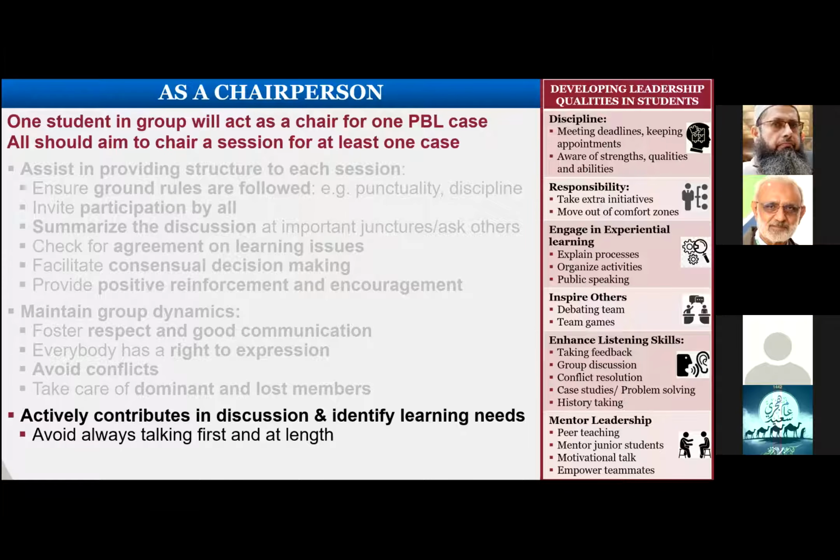So the chairperson is not the boss. That doesn't mean that they're not going to participate in the discussion. They have to actively contribute in the discussion and in the identification of the learning needs. And in this process, they should avoid always talking first because they are the chairperson, and not making long speeches, which is just a characteristic of being a leader.